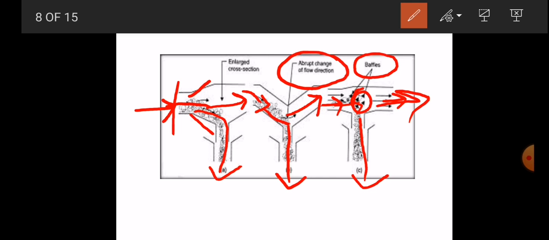Okay, so over here enlarged cross section area, abrupt changes of the flow direction, and baffle, right? Through these we can collect and separate the dust particles from that particular gas.